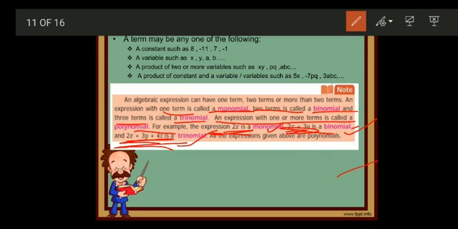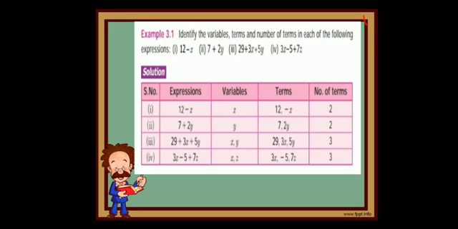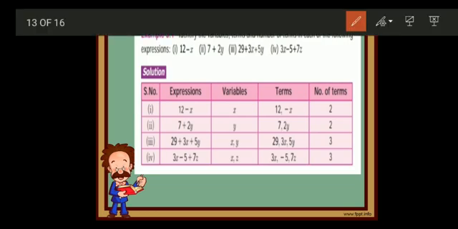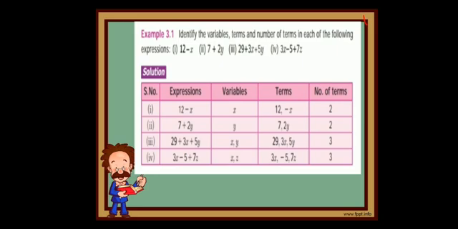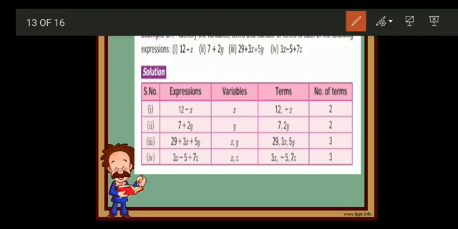First example, 3.1. Identify the variables, terms and number of terms in each of the following expressions. So here in each expression we have to find the variable, terms and number of terms. First one is 12 minus x. In 12 minus x, what is the variable? Variable is represented using letters. So here we have a letter x. So variable is x.